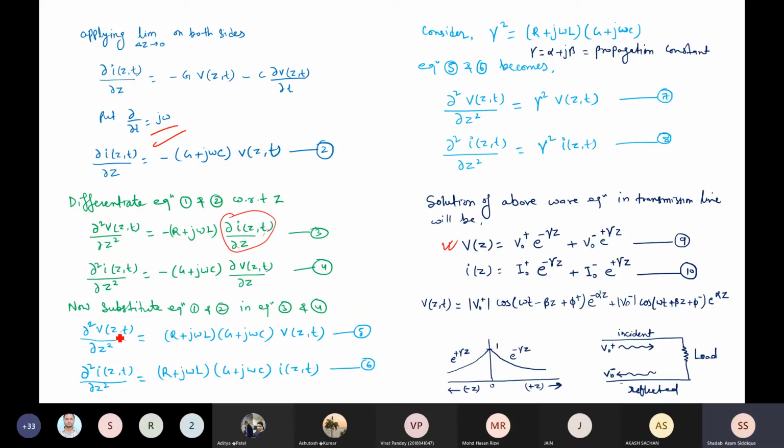So we'll get ∂²V(z,t)/∂z² equal to (R + jωL)(G + jωC) V(z,t). And similarly we'll get ∂²I(z,t)/∂z² equal to (R + jωL)(G + jωC) I(z,t).